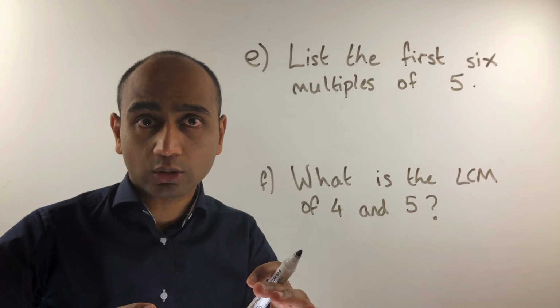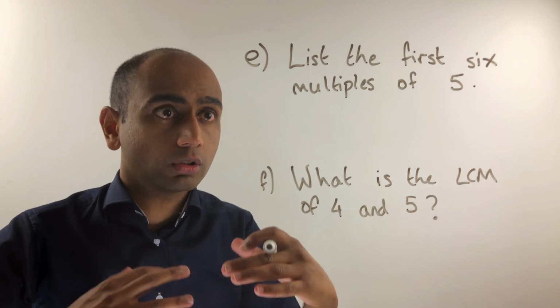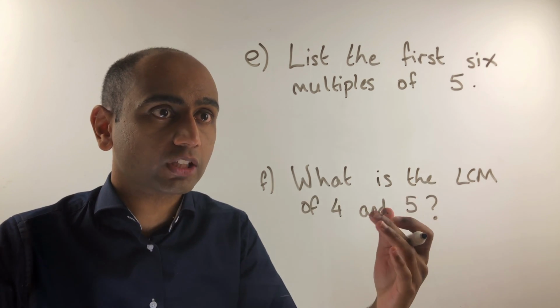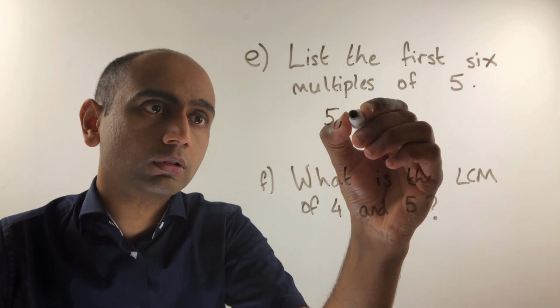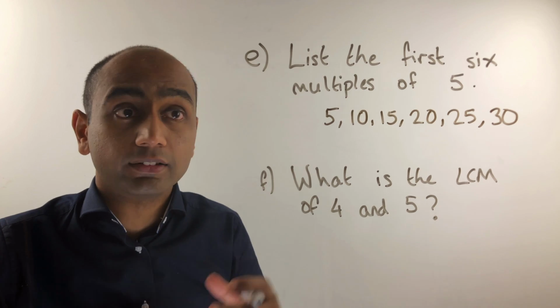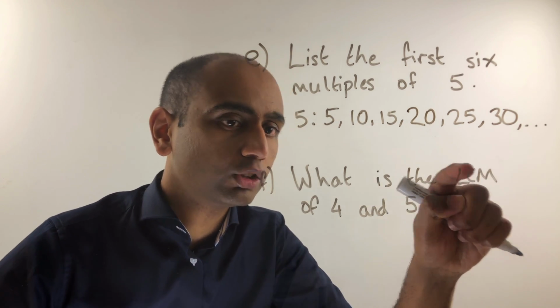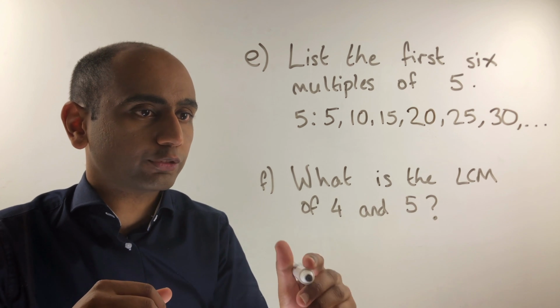In question E now, we need to list the first 6 multiples of 5. Those are the first 6 numbers in the 5 times table. And that's it. In question F, we need to find the lowest common multiple of 4 and 5.